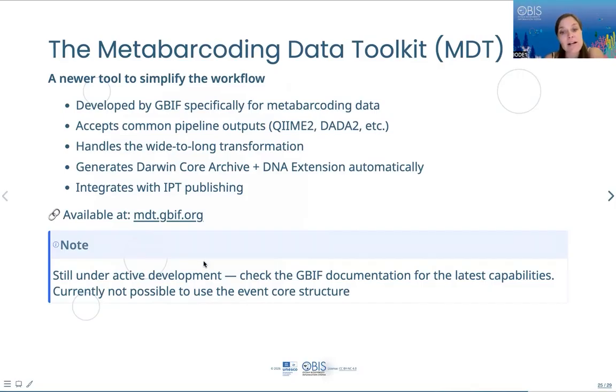It is still under active development. So for example, currently it's not possible to use the event core structure. And it's also not possible to have a mix of different primers in one data set. So there are certain cases where you either submit several data sets depending on the primers, or you can do it manually in many different ways. So as you can see, it's not a very complicated process, but of course at first it takes a while to wrap your head around it.